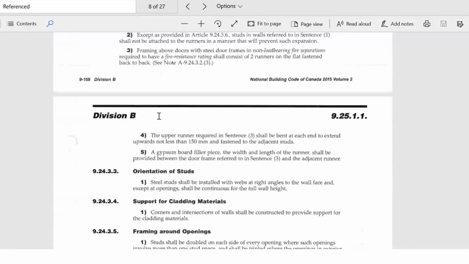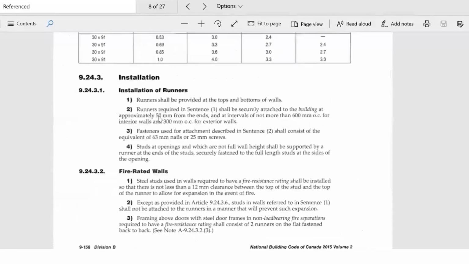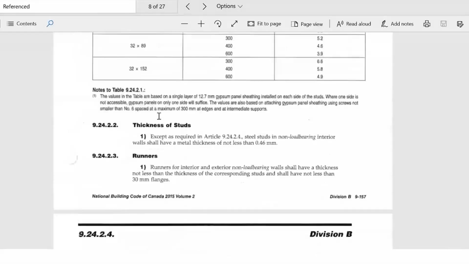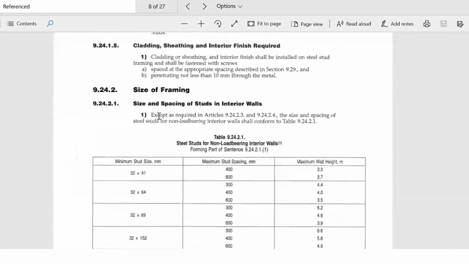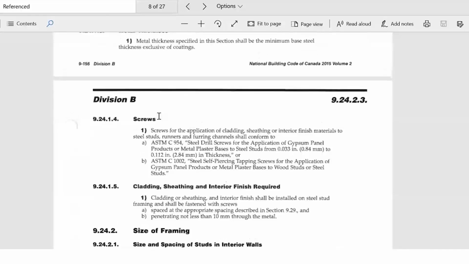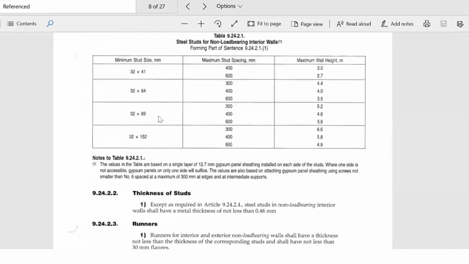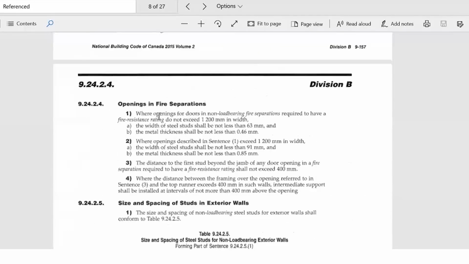So in 9.24, there are specific requirements for when you have different performance levels for the wall, what you need to address in terms of provisions. And that's all under sheet steel stud wall framing. So you have to be careful when you're creating openings and fire separations in sheet steel wall framing, there are specific provisions related to that.